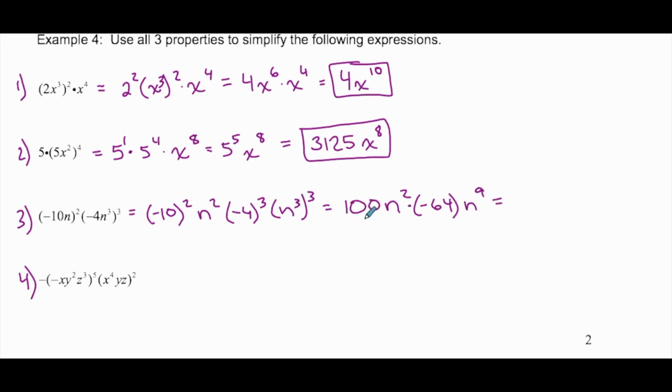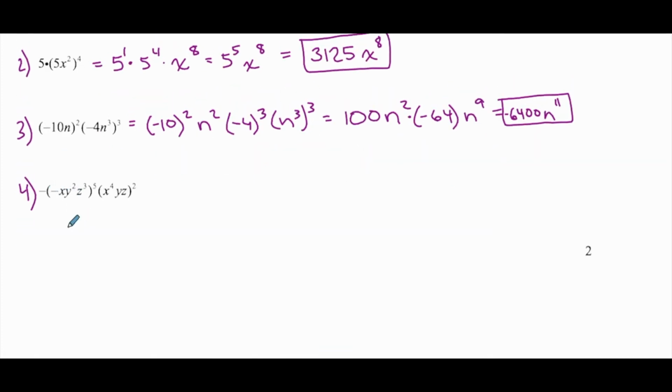Now I need to multiply the things that can go together. N squared and n to the 9th will give me n to the 11th power. And negative 64 times 100 is negative 6400. So negative 6400 n to the 11th power.